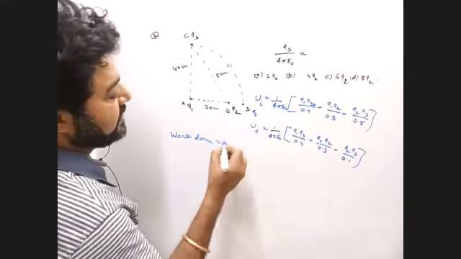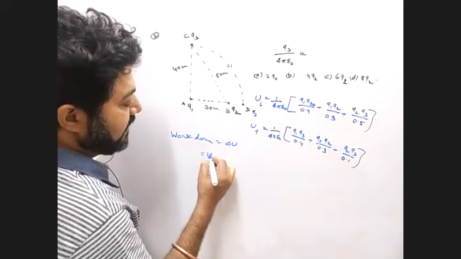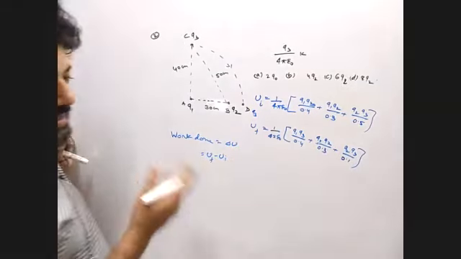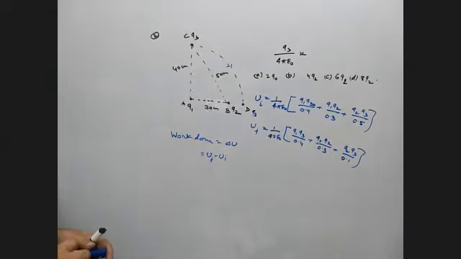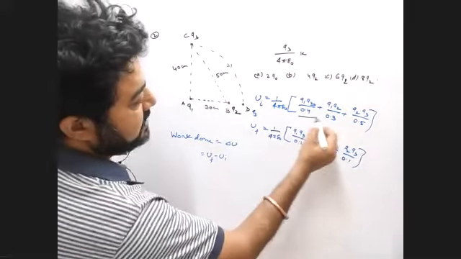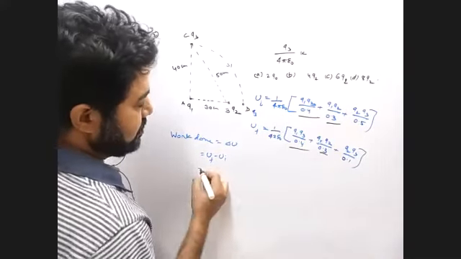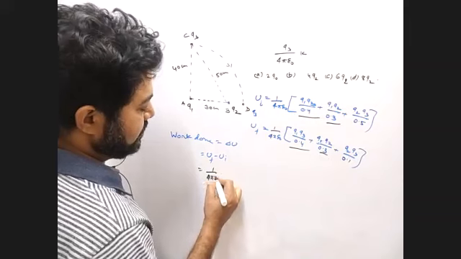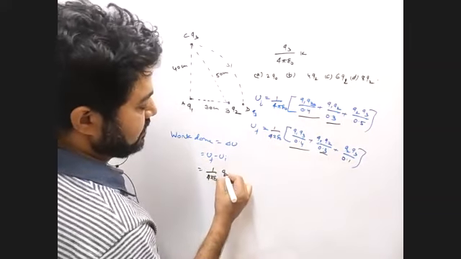So work done, or they give you the change in potential energy, final minus initial. They give you in this question the change in potential energy. They can ask you the work done also. So work done or change in potential energy, see, that part is the same and common. So we can remove that part, 1 by 4 pi epsilon naught.